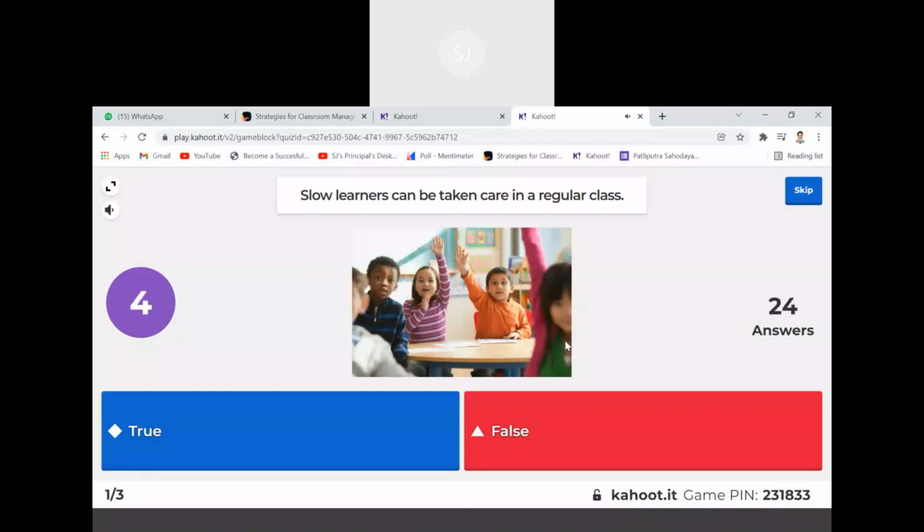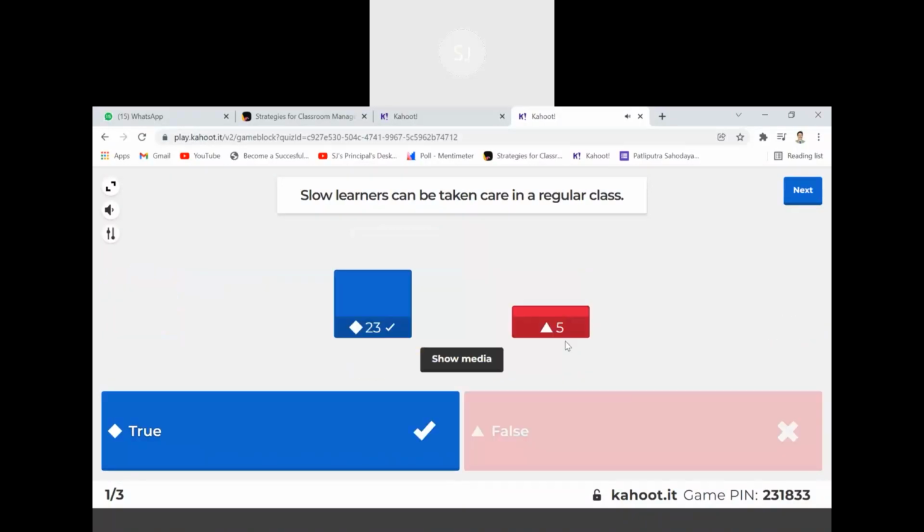True or false? Slow learners can be taken care of in a regular class. What is it? True or false? Those who are not able to go, please put it in the chat box. Yeah, 23 right, 5 wrong. Okay, good one.